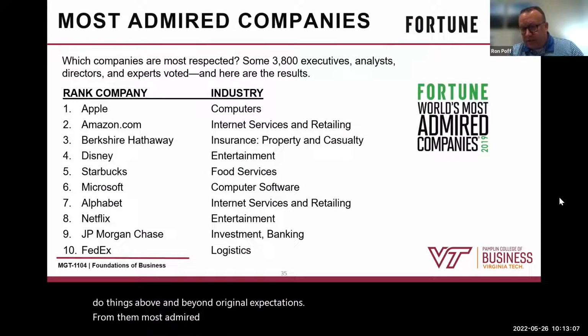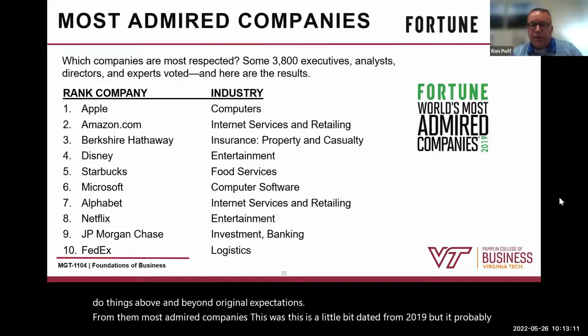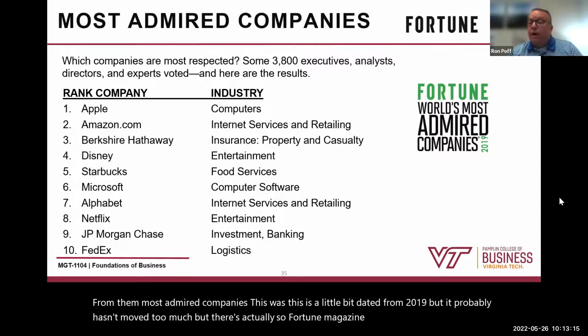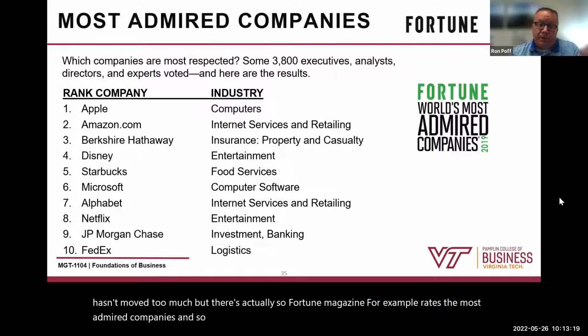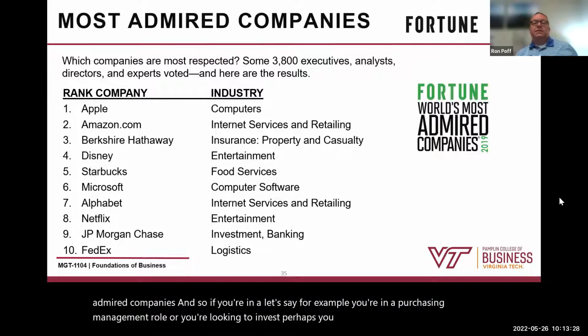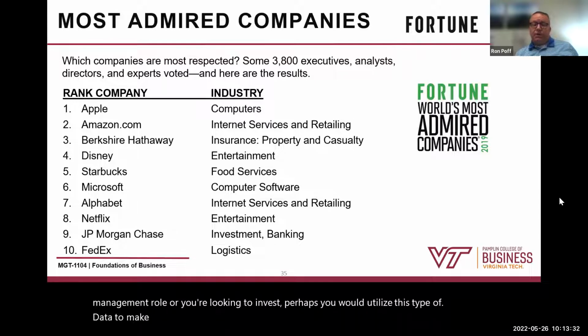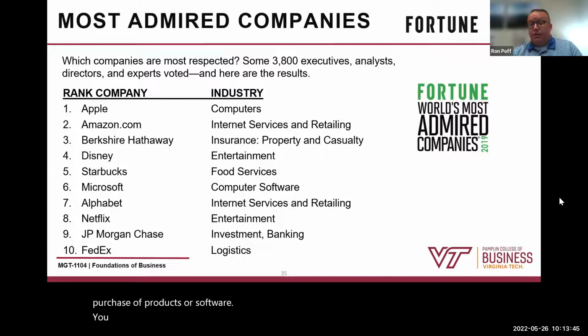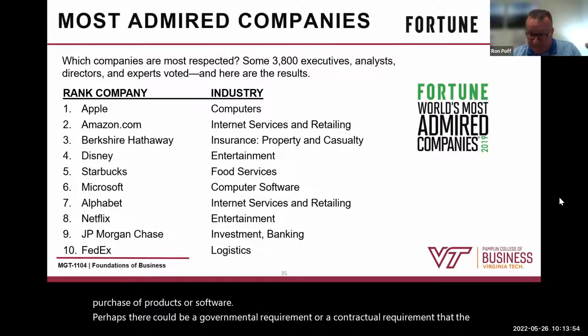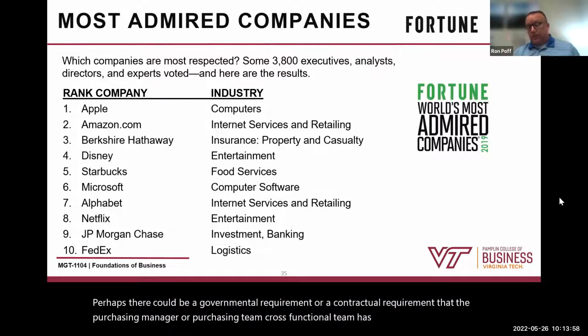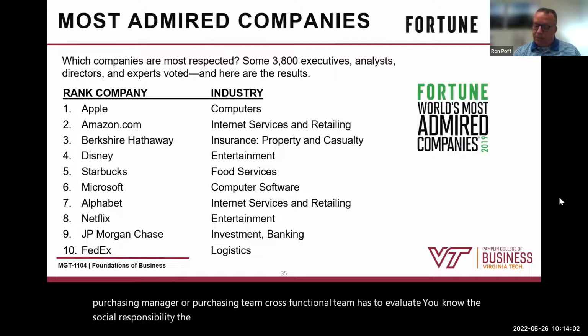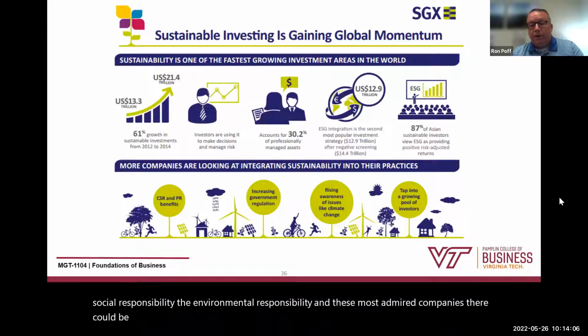Most admired companies. This is a little bit dated from 2019, but probably hasn't moved too much. Fortune magazine, for example, rates the most admired companies. And so if you're in a purchasing management role, or you're looking to invest, perhaps you would utilize this type of data to make those decisions. For example, Microsoft at number 6, if there's going to be a large purchase of products or software, perhaps there could be a governmental requirement or a contractual requirement that the purchasing manager or purchasing team, cross-functional team, has to evaluate the social responsibility, the environmental responsibility, and these most admired companies. There could be a rank from that standpoint.